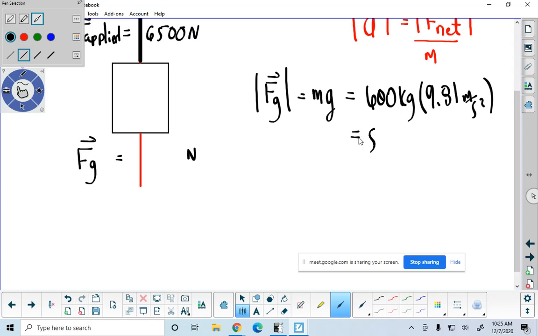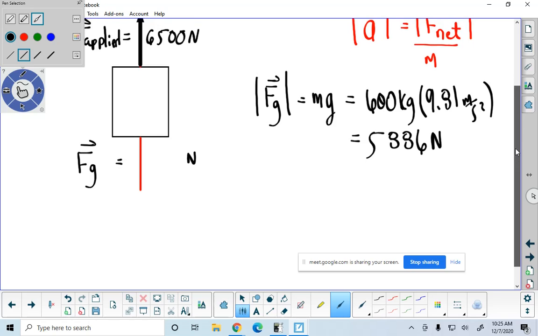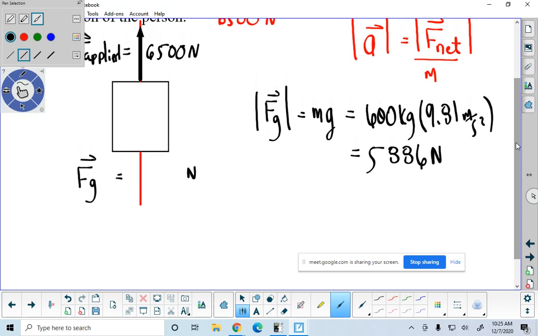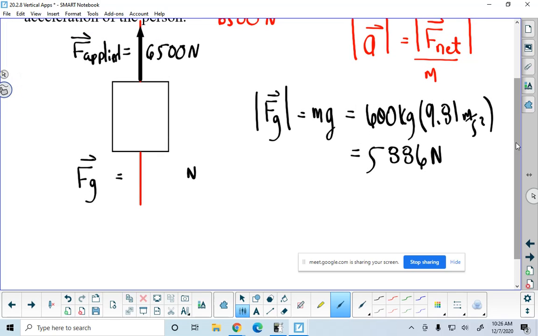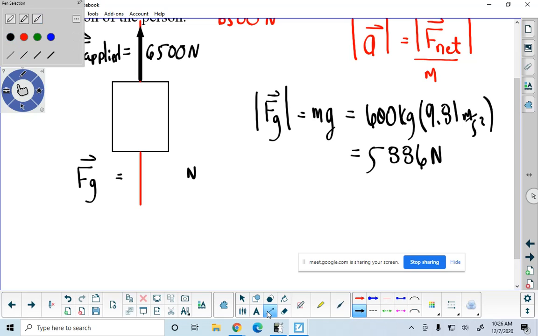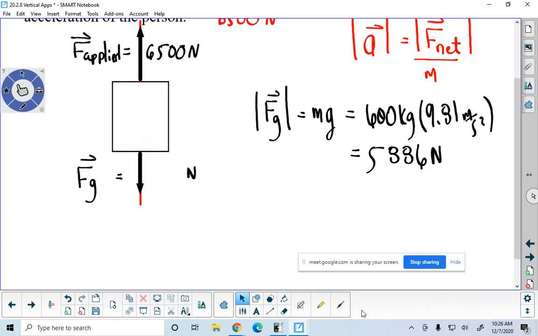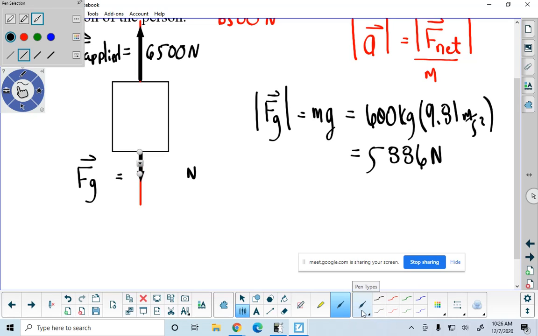The force due to gravity is about 5,886 newtons, which means since the applied force upward is 6,500, the force of gravity down is a little bit less. And I'm going to exaggerate that just so you can see it visually. It's not that much less, but it's 5,886 newtons, which is less than 6,500.